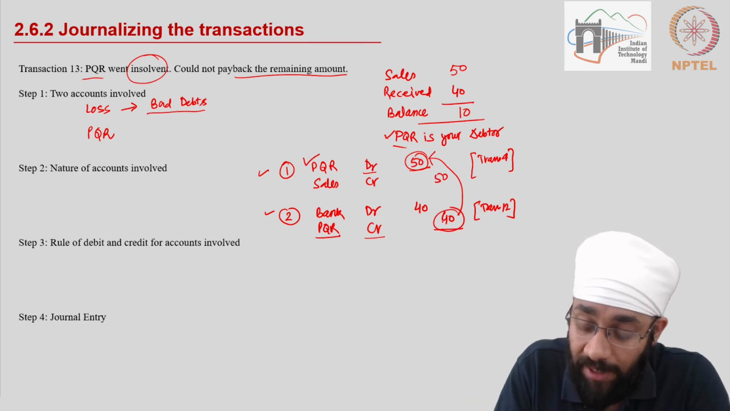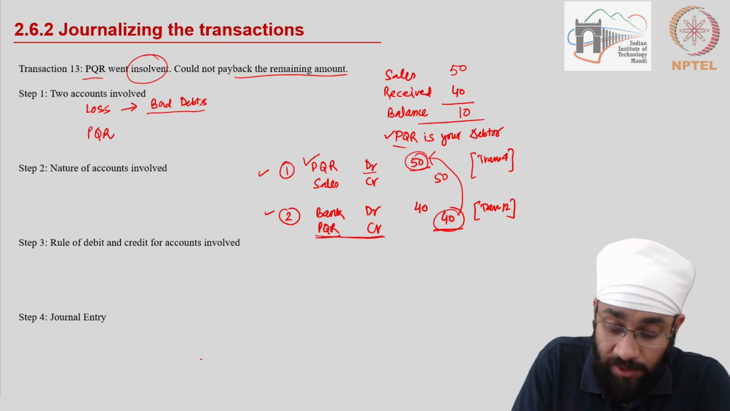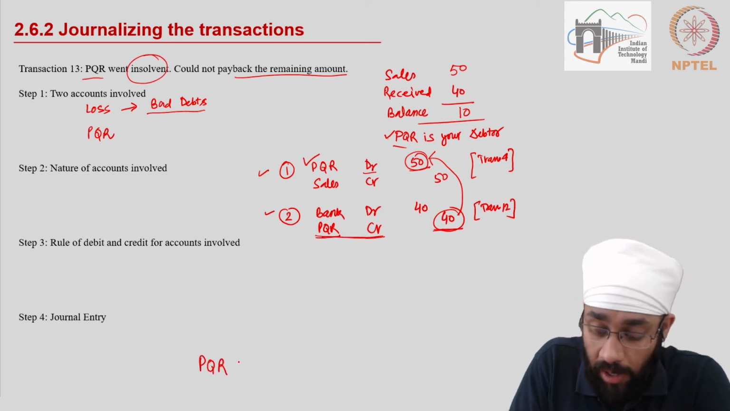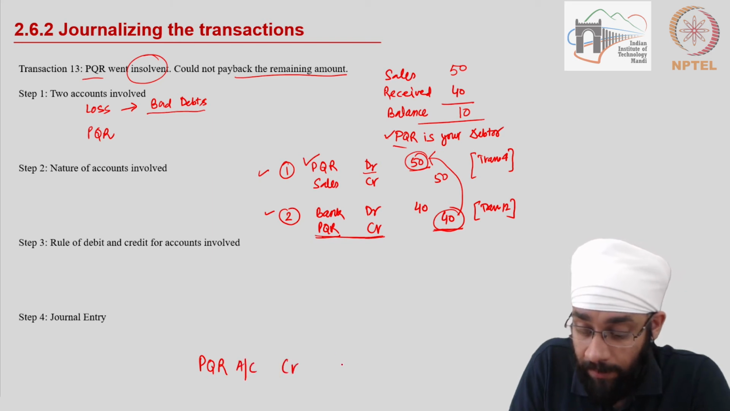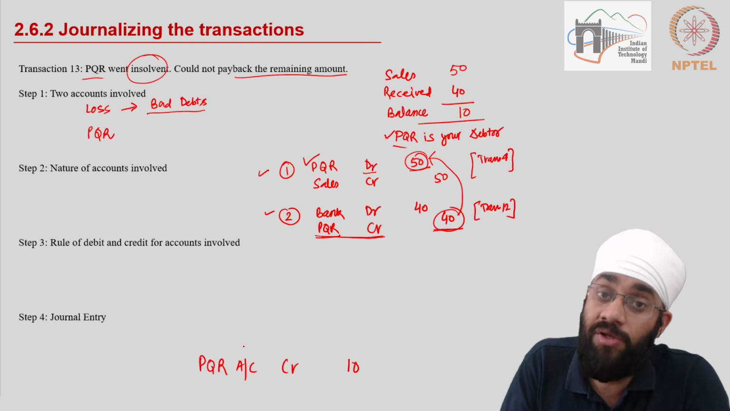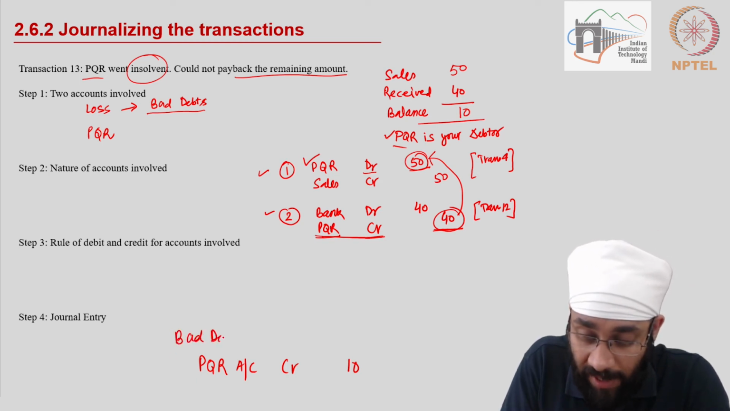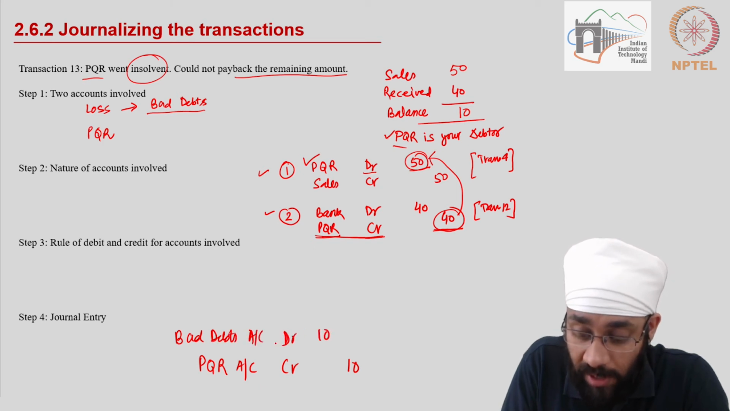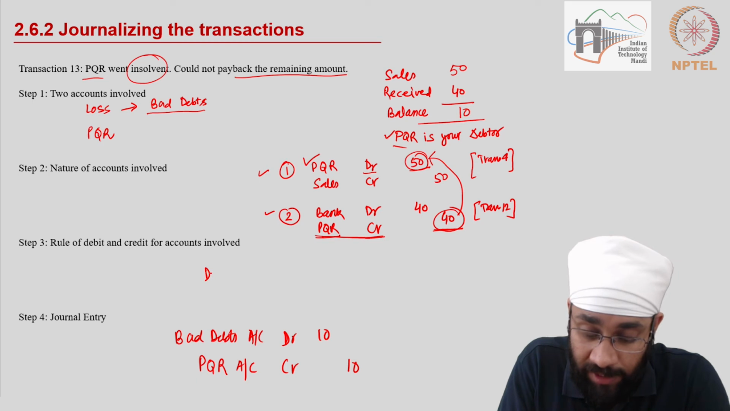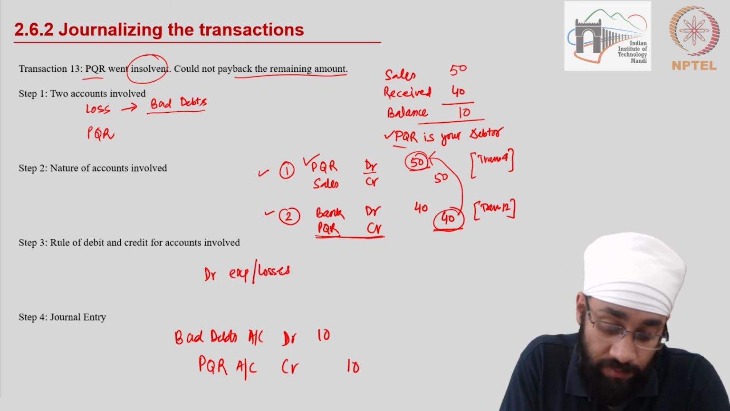So the 10 to be recovered from PQR has to be cancelled out. In order to cancel it out, you need to do another credit of the remaining 10. So I'm going to write PQR account credit by 10, and this is happening because there is a loss, and all losses are debit, so bad debts account debit 10. So debit all expenses and losses. That is what we are following for the bad debts.